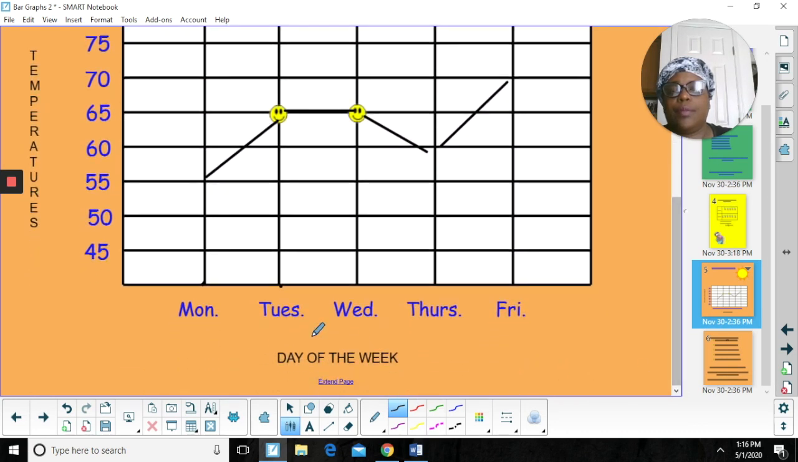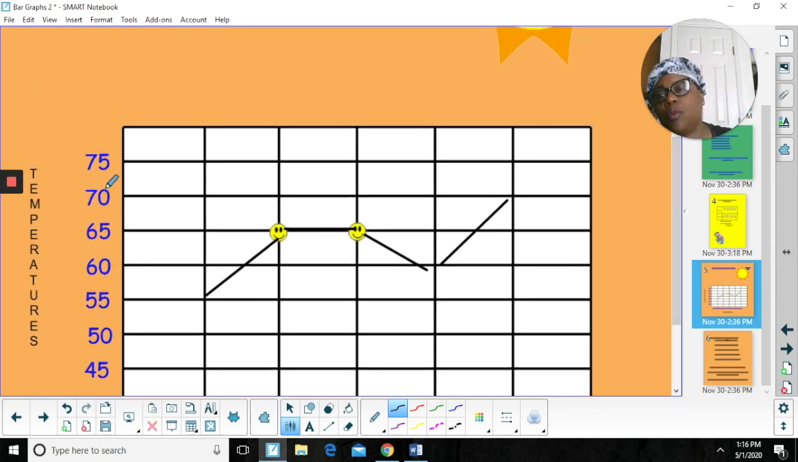All right. And at the bottom of the graph, we have our categories, which is Monday, Tuesday, Wednesday, Thursday, Friday, which are the days of the week. Along the side, we have our temperatures, okay? So I want you to pay close attention to that. And I also want you to keep in mind that as we go up the graph, we're talking about temperatures. And what does temperatures mean? How hot or how cold something is, right? So at the bottom of the graph is going to be our coldest temperature. And as we go up that graph, it's going to get hotter. So keep that in mind because you all want to answer some questions about that, okay?